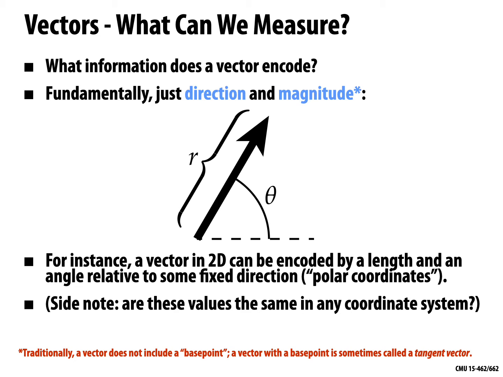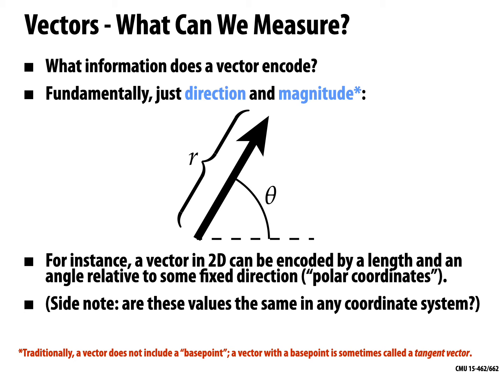An important side note, important question to ask: these two values that we have here, theta and r, do those mean the same thing in any coordinate system? So, for instance, if we picked a different reference direction, here we're using the horizontal as a reference direction, and this theta might be something like 60 degrees. If instead I use the vertical as the reference direction, and then I tell you about a vector by giving you the same data, let's say 60 degrees and length 1, that no longer encodes the same vector, right?